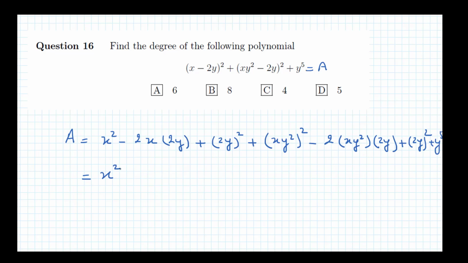which is equal to x squared minus 4xy plus 4y squared plus x squared y to the 4 minus 4x y cubed minus 4y squared plus y to the 5.